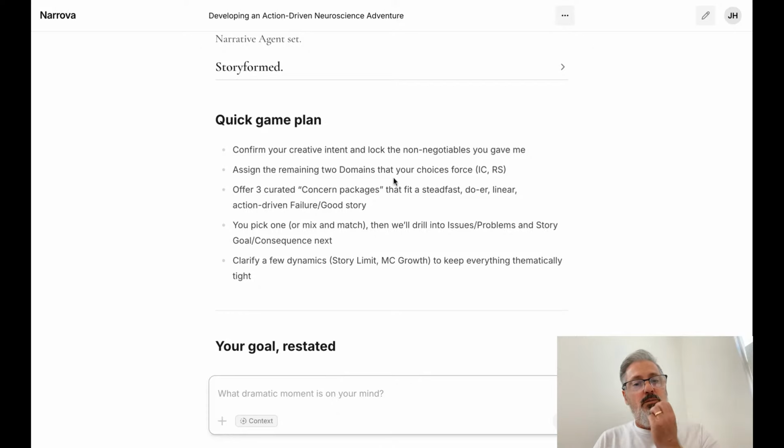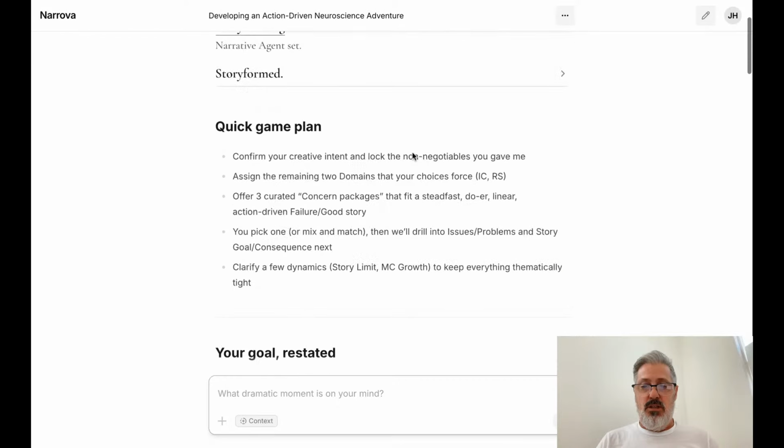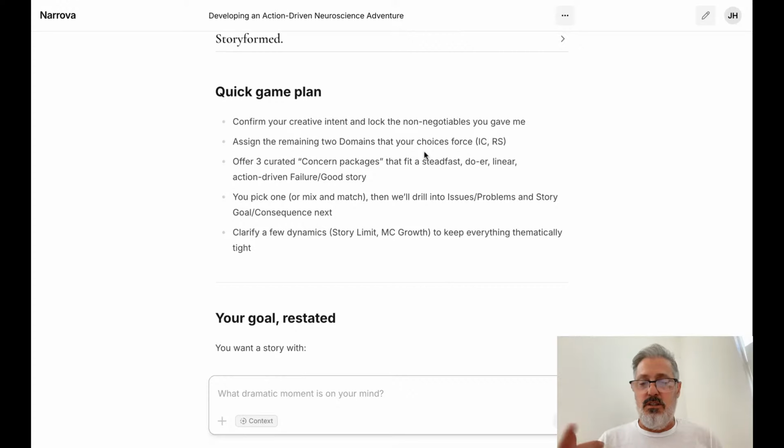So, it's going to confirm your creative intent because the story form is all about your creative intent, right? Not every story is the same. Whatever it is that you're trying to say with the story, that's what it's trying to figure out. Then you can assign the remaining two domains. Because I've already picked where the main character and the objective story are, I can assign the remaining two domains. It should pick up that there's only one answer to that.